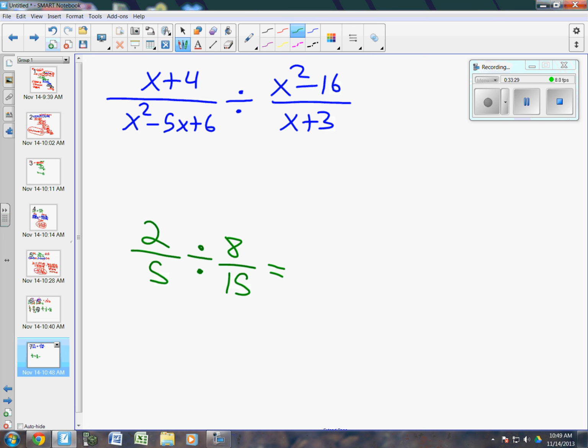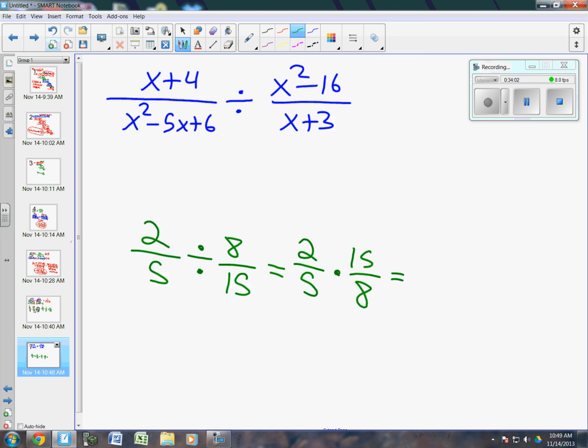I like to do it this way better. I like to rewrite it as a multiplication problem. What would it be written as a multiplication problem? 15 over 8. It's the same thing. You can change a division problem to a multiplication problem by flipping over the second fraction and making it a multiplication. It's the same thing as cross multiplying. But in cross multiplying, sometimes people get confused on which one they put on top and which one they put on bottom. That's why I have you do this.